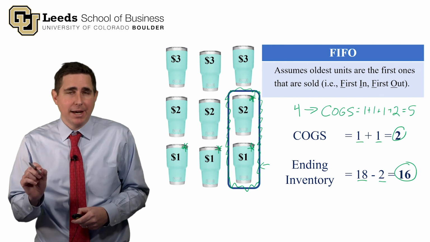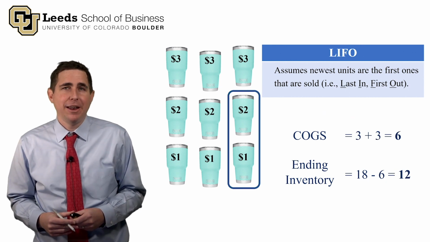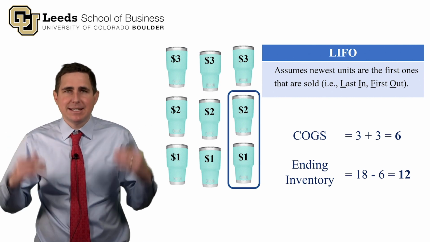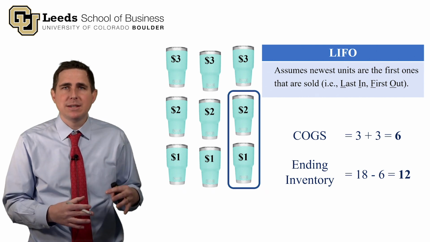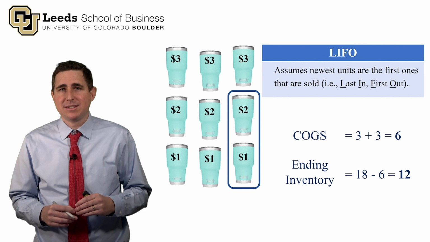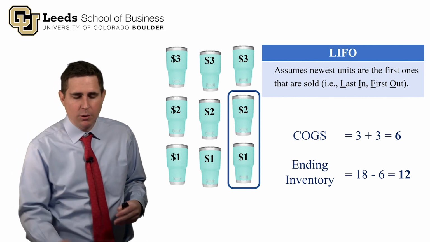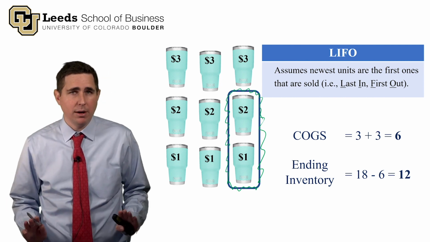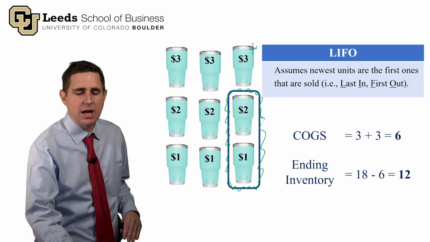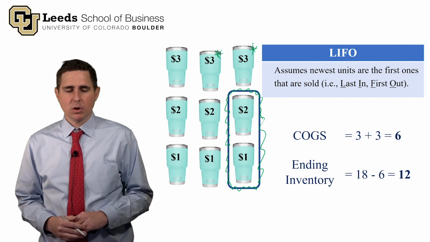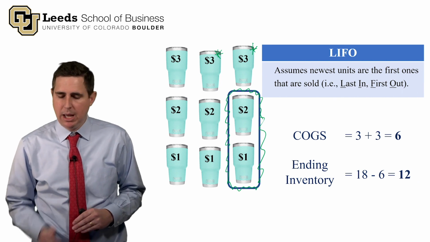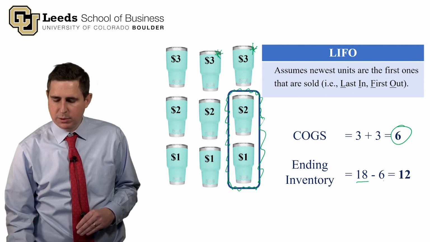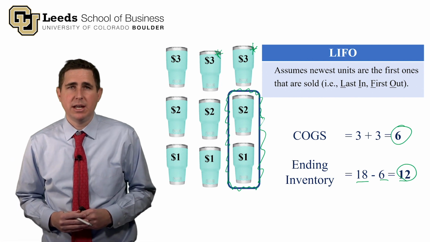And you might be able to predict the last cost flow assumption. It's called LIFO. And LIFO stands for last in, first out. And this method is the exact opposite of FIFO. It assumes that the newest units that we bought are the first ones that are sold to the customer. Okay, so again, we ignore the 2 cups that the customer bought. We ignore what they bought in particular. We assume that the last ones that we bought are the first ones that they bought. Okay, so we're going to sell those 2 $3 cups. And it'll go 3 plus 3 is $6 of cost of goods sold. Ending inventory is $18 we started with, minus 6, $12 is left in ending inventory.